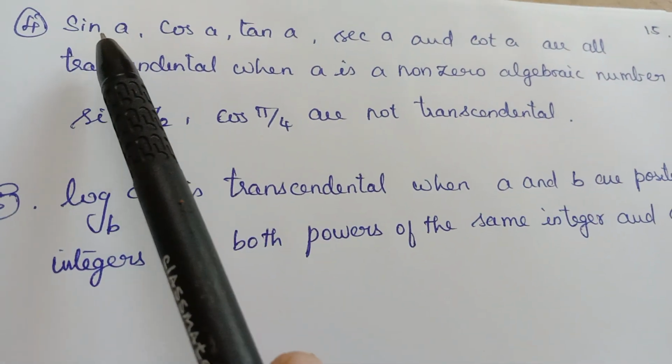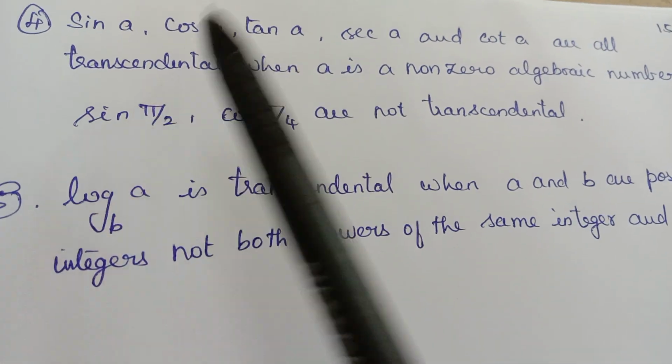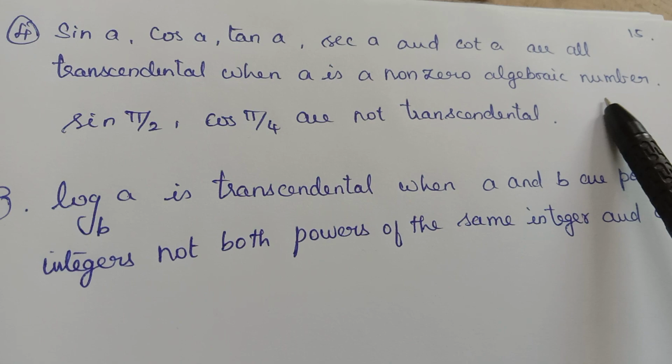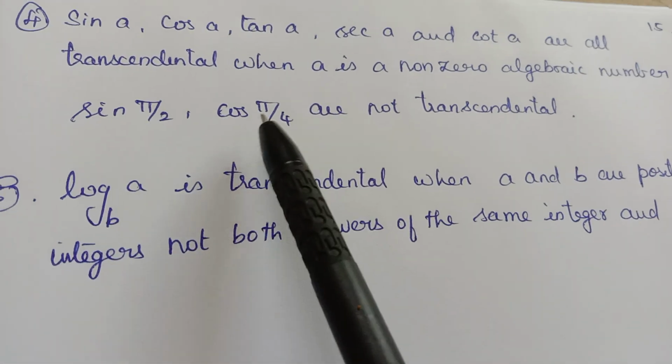So look at the definition, look at the property correctly. Sin a is transcendental only when a is a non-zero algebraic number. So here a is not algebraic, therefore these are not transcendental.